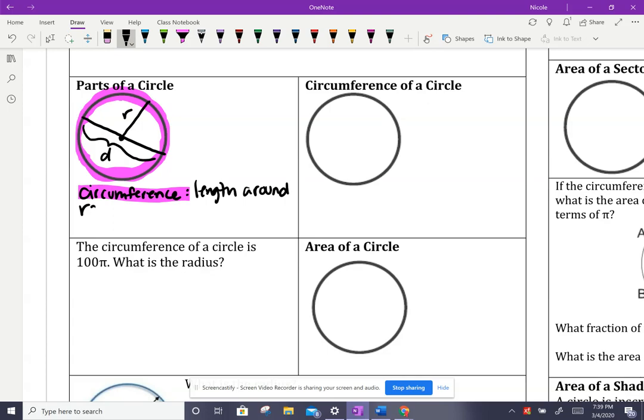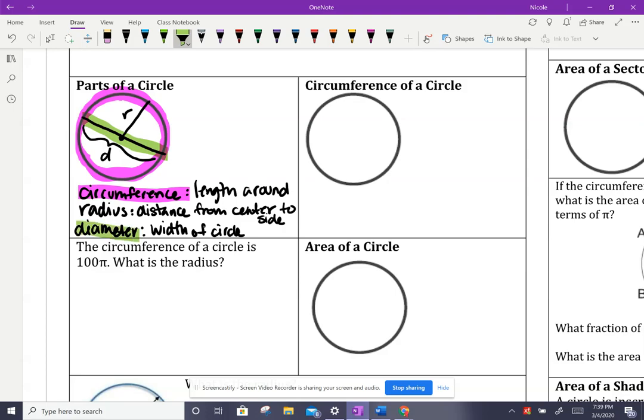So if you remember, R stands for radius, and that's the distance from center to side, and then you have your diameter, which is the width of your circle. So keep all of that in mind. I'm going to do a little coloring because it's fun. This is our diameter, and this is our radius.